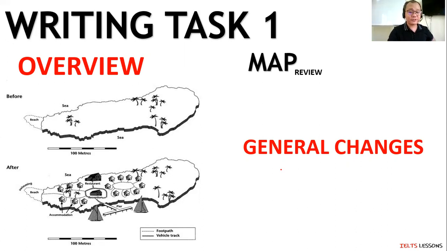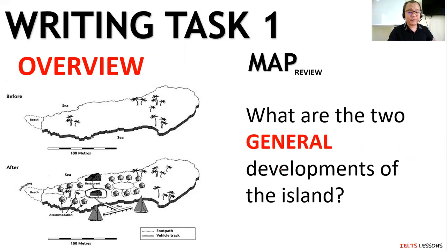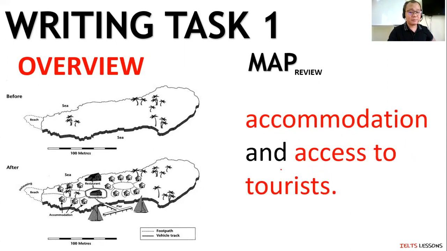So what are the general changes here? What are the 2 general developments in the island? The first one is accommodation, so places to live. Look at this one. Accommodation, or places to live. This is accommodation, places to live and eat. That's the first one. And the second general change here is access for tourists. Why? Because there is a pier.